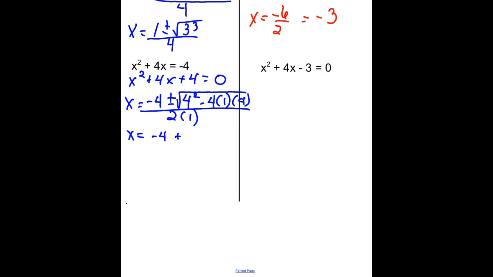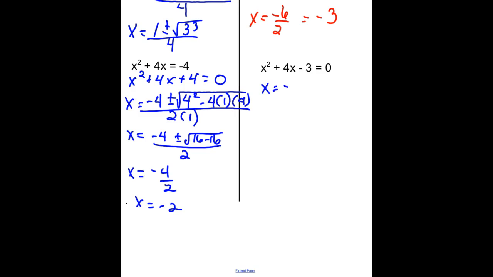We end up with -4 plus minus what? We get 16 minus 16. So it's another one where we're getting a square root of 0. That's going to drop out. We end up with -4 just being divided by 2. So we get a -2 for an answer.